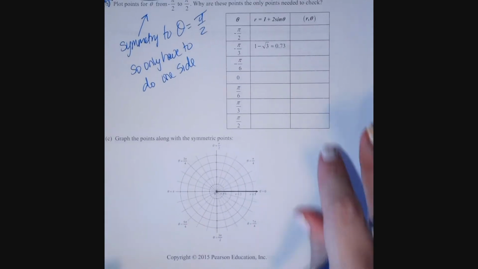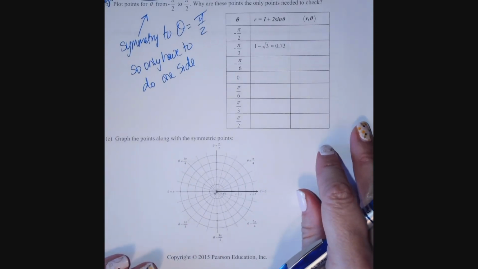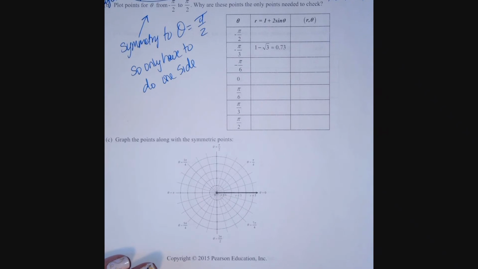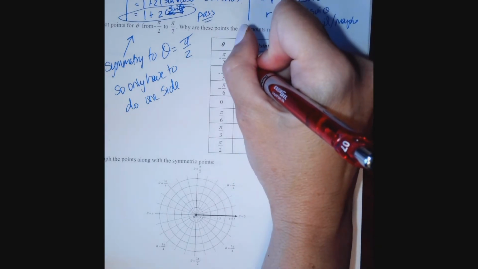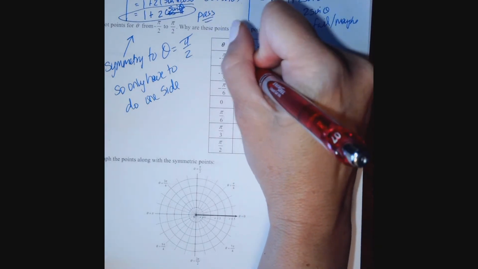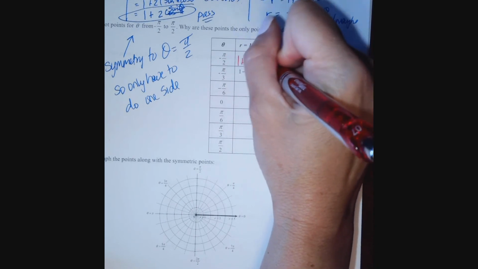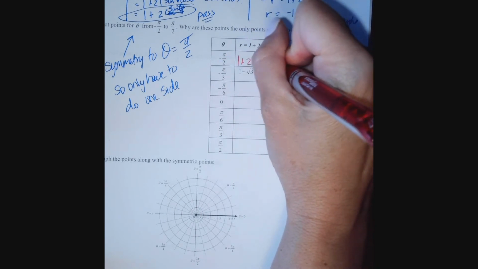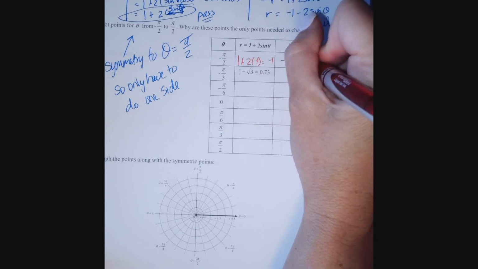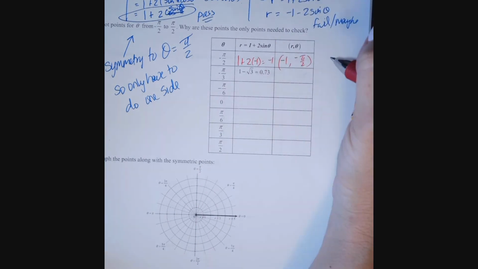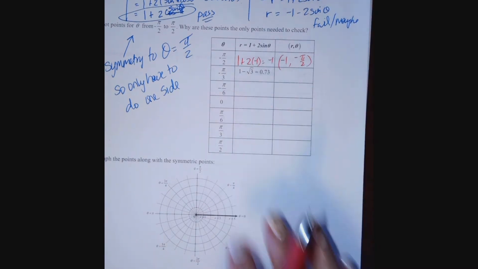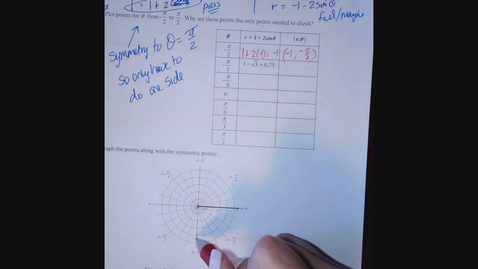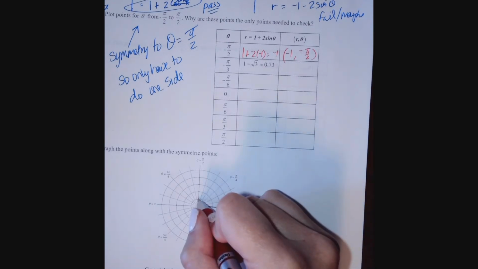Okay, so let's check our points from negative pi half to positive pi half. When we plug points in, what is the sine function value at negative pi half? Well, sine function value at negative pi half is negative 1. So I have 1 plus 2 times negative 1. That gives me a negative 1. So at negative 1, we are at negative pi half. So if I come down here, if I go to negative pi half, then I want to go back up to negative 1. I'm right there.